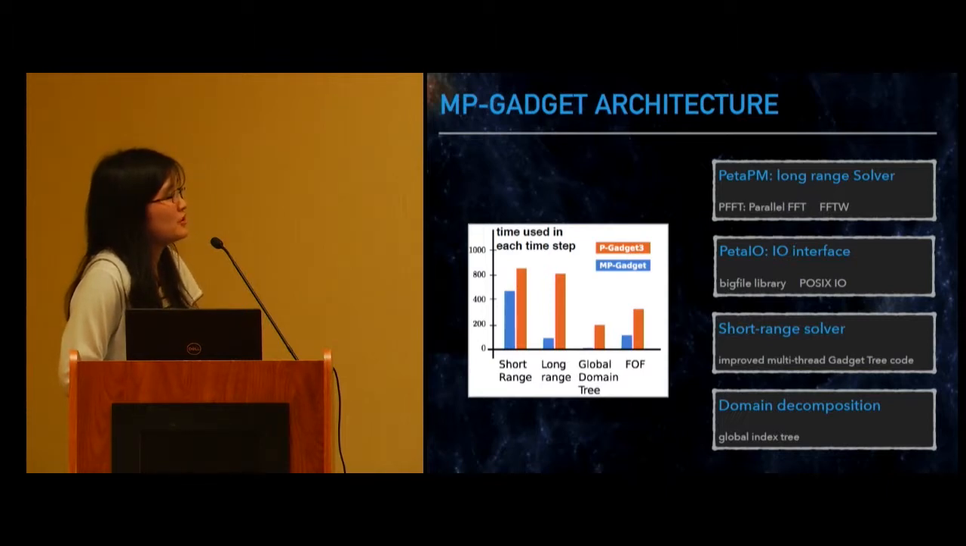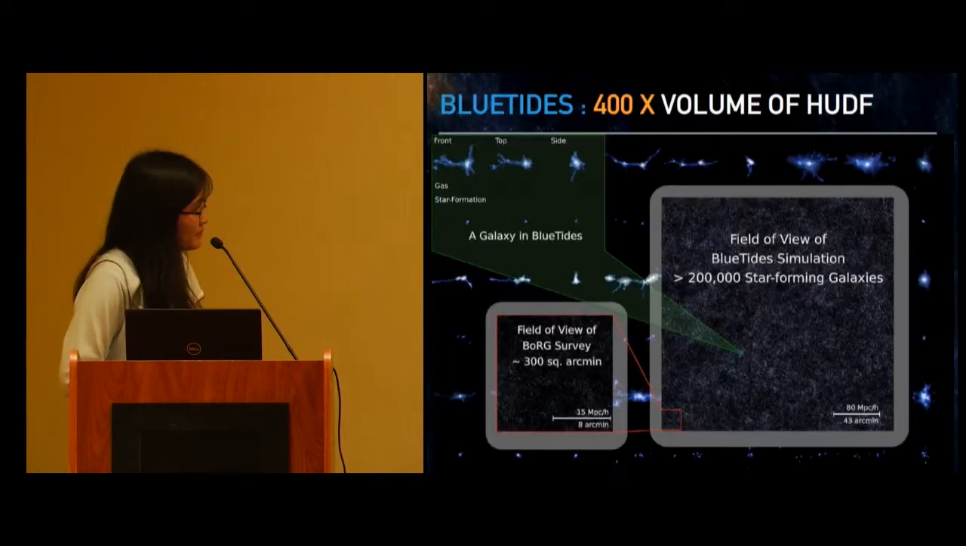Like, we have a more efficient long-range solver for gravity, and we also have improvements in the short-range solver and domain decomposition. We also have a very efficient binary format for the I/O output. We can output a 50 terabyte full snapshot in 5 minutes, so that we can do checkpoints very often.